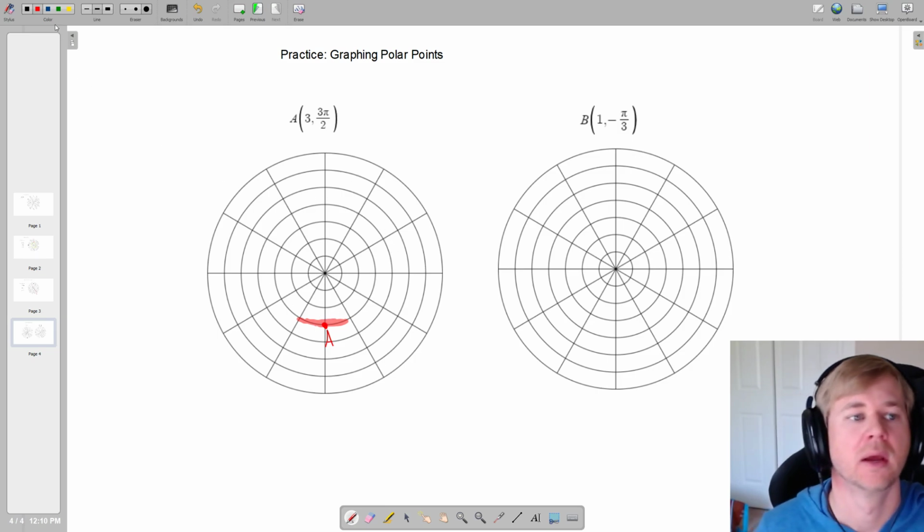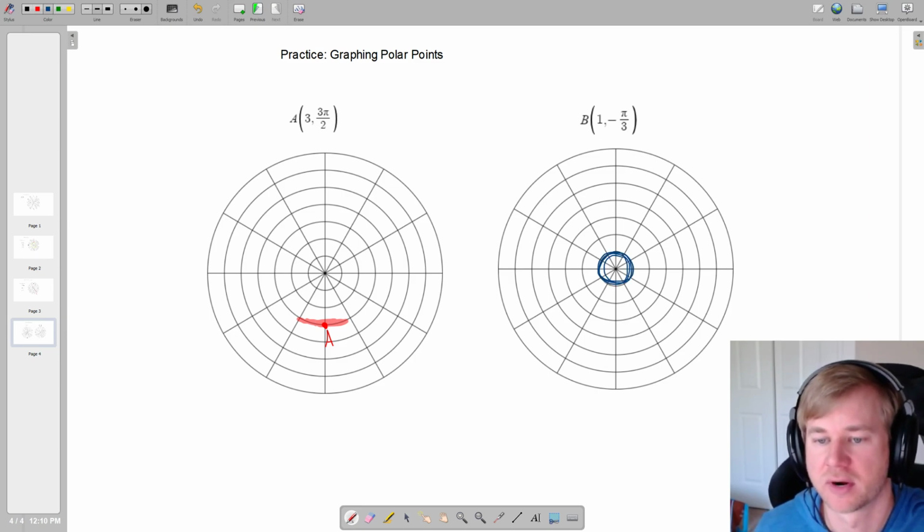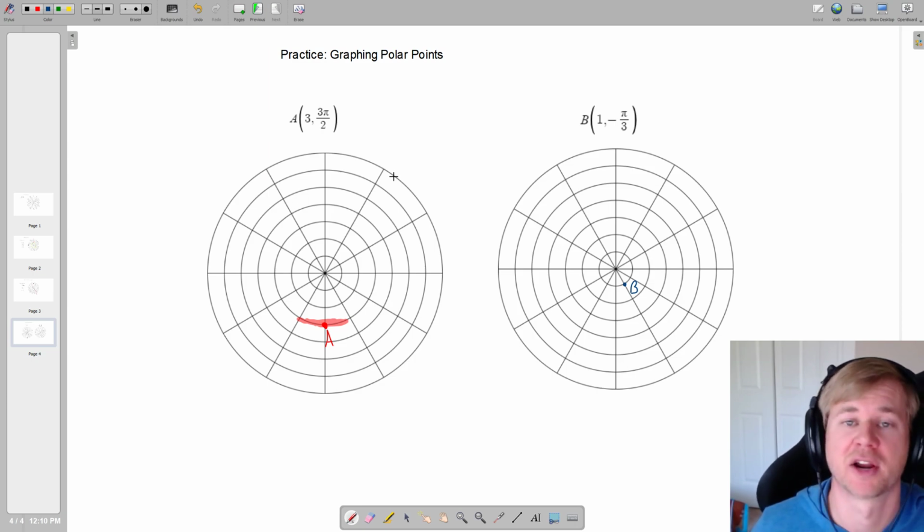One more. So 1 means I'm on the first ring, so I'm somewhere on this ring, and then negative pi over 3, if this is 0, negative pi over 3 is down here, so that would be point B. All we're doing is practicing plotting our points.